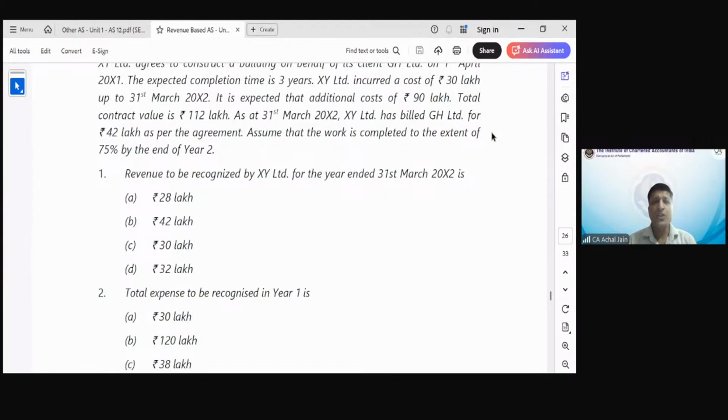So what is the confusion? I couldn't understand, sir, how they came to 38 lakh. My question is that the incurred cost is 30 lakhs in the first year. Okay, no worries. Let me just explain this to you.